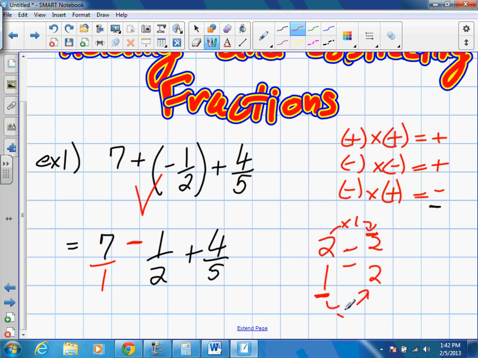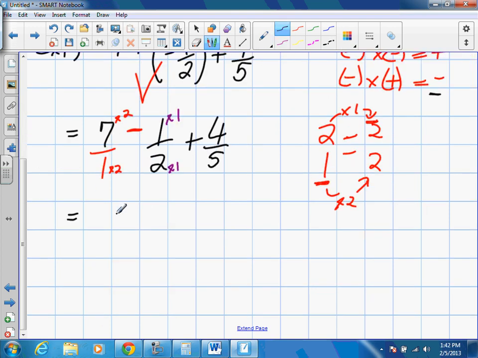Good. So, what I'll have to do to each of these fractions, the one with the 1 on the bottom, I need to multiply that by 2 and the number on top by 2. The other one, I only need to multiply by 1, which means it's not going to change anything. I don't even really have to write that in. Okay? So we'll put these two as common denominator. 7 times 2 is 14, divided by the number 2. Subtract 1 over 2, plus 4 over 5.